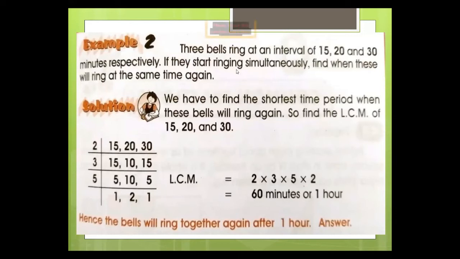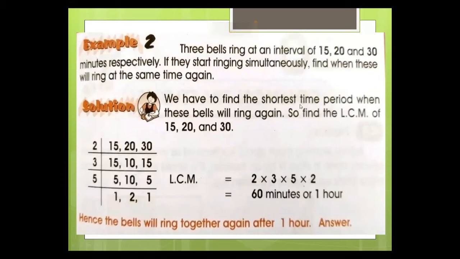If they start ringing simultaneously, then you have to find at which time all these three bells ring at a time. In this question you have to check at which time all these three bells are ringing together, and find when they will ring at the same time again. So here is the process. Here's the solution.